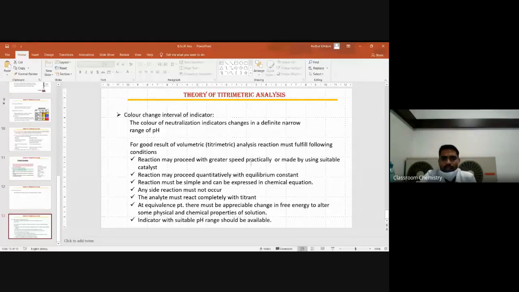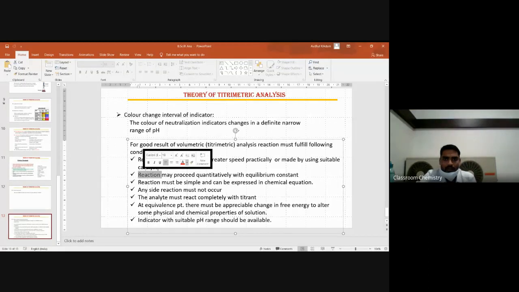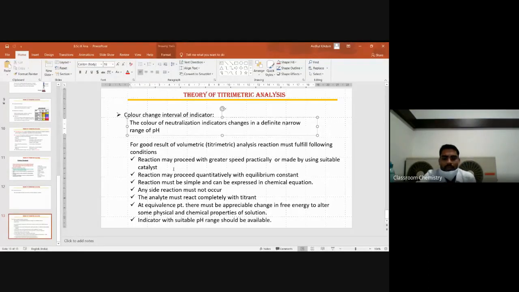Reaction may proceed with greater speed practically, or be made to by using a suitable catalyst. Catalyst is a very important word regarding this. The catalyst lowers the energy of activation and increases the rate of reaction. If the reaction is very slow, then you have the choice to use different types of catalyst to increase the rate of reaction.